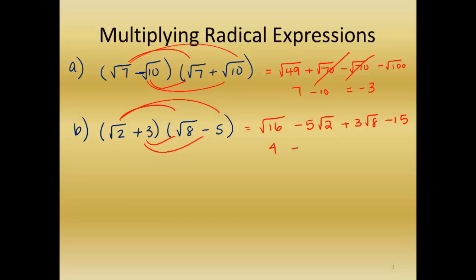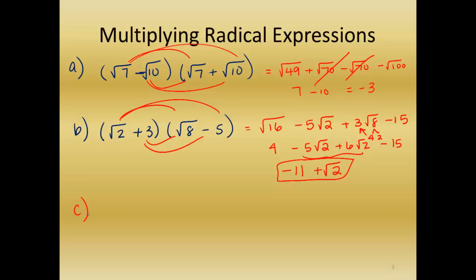This is 4 minus 5 radical 2, and this radical 8 can actually be simplified to 2 root 2, multiplying that 2 by the outside, so 6 root 2 minus 15. Lastly, I'm going to combine all my like terms. This is going to give me 1 radical 2, or just a plus radical 2. And my 4 minus 15 gives me a negative 11. So that would be my final answer for this one.